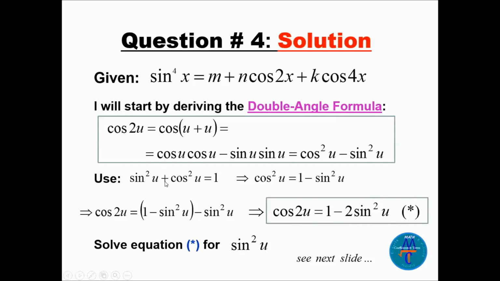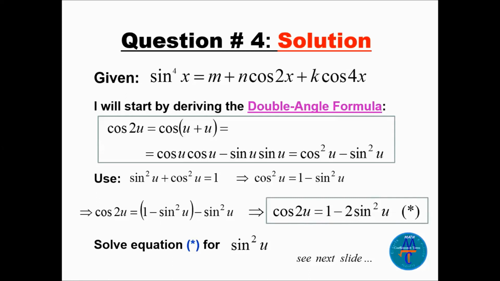Now we know sine squared of u plus cosine squared of u is equal to 1 always. Now we can find cosine squared of u, 1 minus sine squared. Then I will replace cosine squared here in this equation. You see this one? I will replace it there. So I will have cosine 2u, please go carefully here, in the bracket I have 1 minus sine squared of u, minus sine squared of u. I can add these two, so I get cosine 2u equals 1 minus 2 sine squared of u.